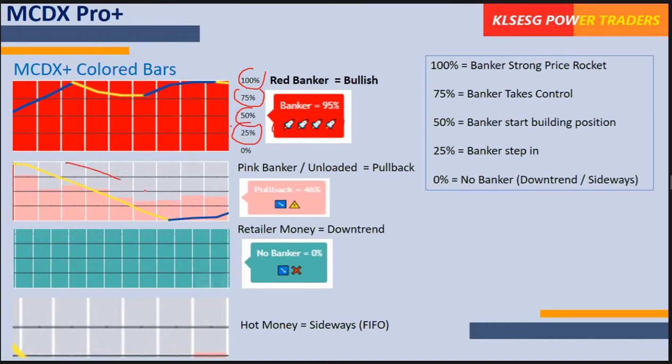When the banker pulls back, it will turn a pink color, and then the yellow line and the pink color means it's a pullback. Then you can see how many percent is the pullback, right? It will also show you some handy info here.